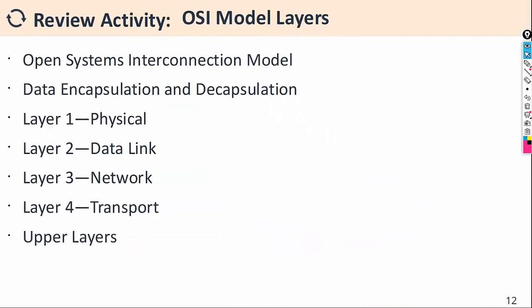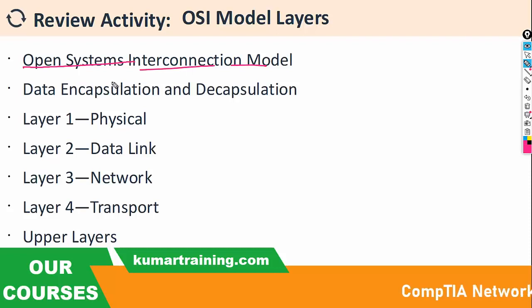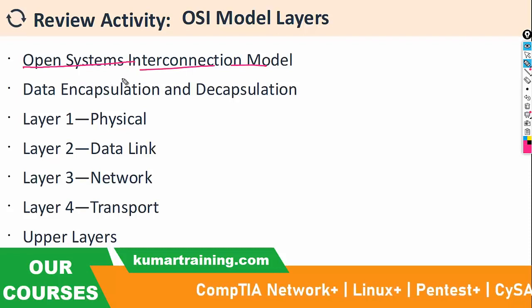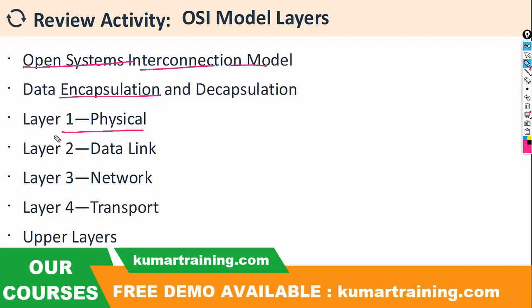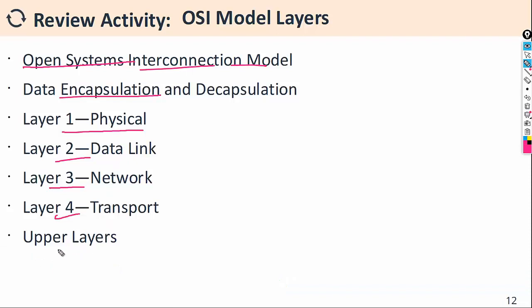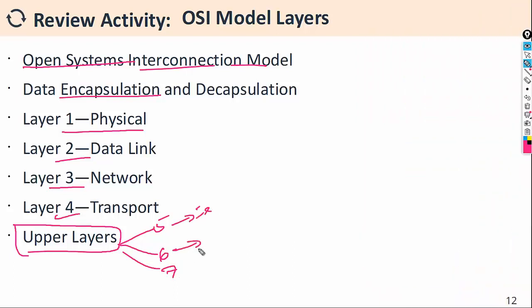So it is all about the OSI model layers, which we have discussed: the Open System Interconnection model, developed by ISO, having 7 layers. We have described the addressing and the encapsulation process, and detailed information about layer 1, layer 2, layer 3 and layer 4: physical, data link, network and transport layers. And also we have described the upper layers, layer number 5, 6 and 7. 5 is the session layer, 6 is the presentation layer and 7th is the application layer.